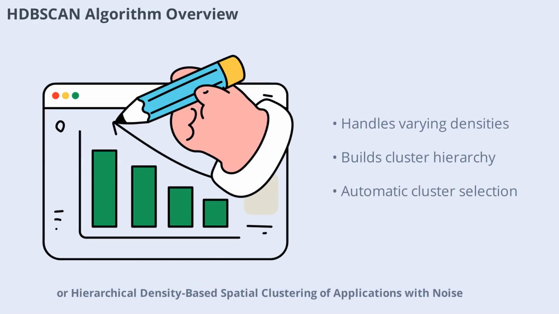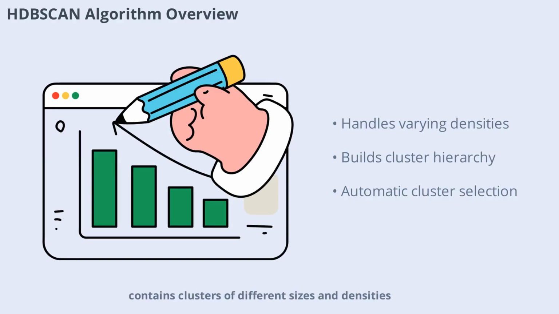HDBSCAN, or Hierarchical Density-Based Spatial Clustering of Applications with Noise, builds on DBSCAN by allowing clusters of varying densities and creating a hierarchy of clusters. It automatically selects the best clustering based on stability, making it more robust for complex datasets. HDBSCAN is especially useful when data contains clusters of different sizes and density.